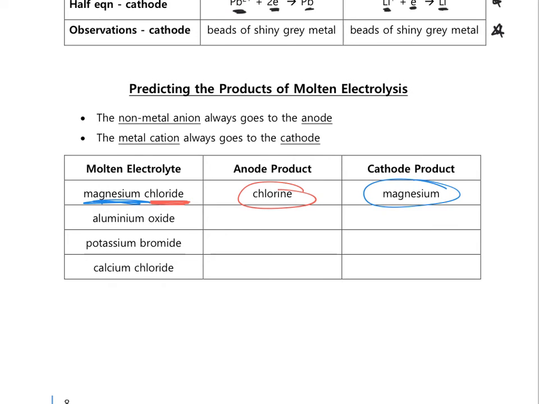Let's do it for aluminium oxide then. At the anode, I'm going to have my anion moving there. So what's my anion? Well, it is oxide. What is the atom I'm going to form from oxide? You need to turn it back to its normal name, which is oxygen. And then at the cathode, my metal cation always goes there, so I'm going to form aluminium. So have a go for potassium bromide and calcium chloride and see how you get on. Pause this video for just a second while you do that and then replay it again.